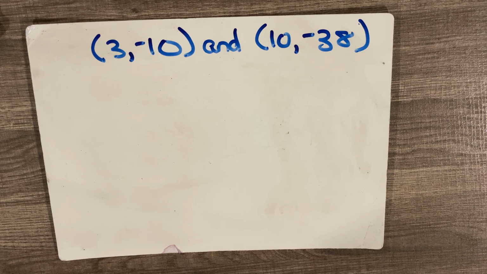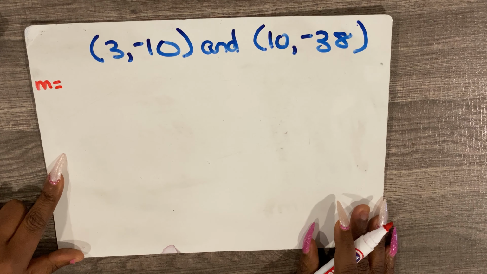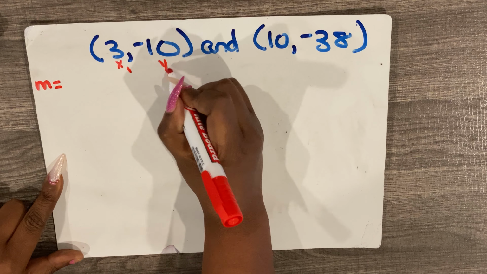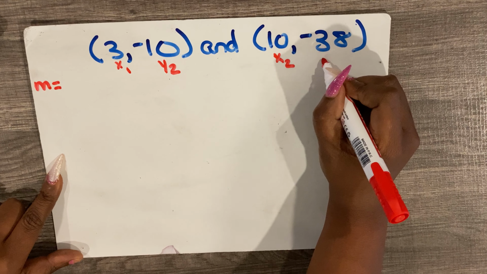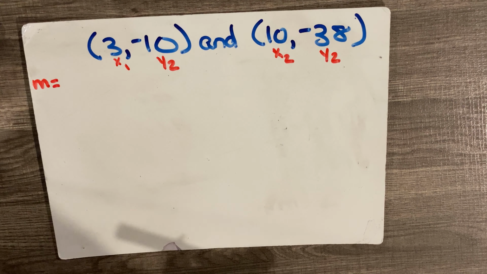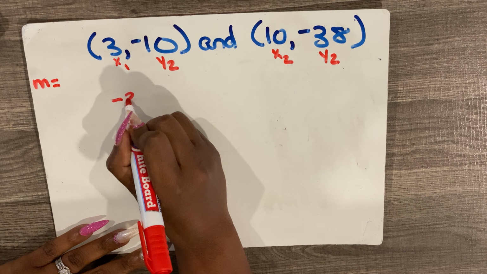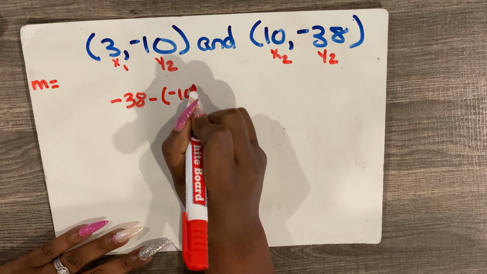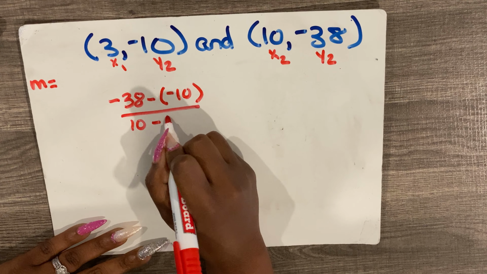So the same thing I'm going to do here. I'm going to look for what my slope is. Based off of the formula we used, we're still doing our y2 minus our y1 divided by our x2 minus x1. So I have a negative 38 minus a negative 10, divided by 10 minus 3.